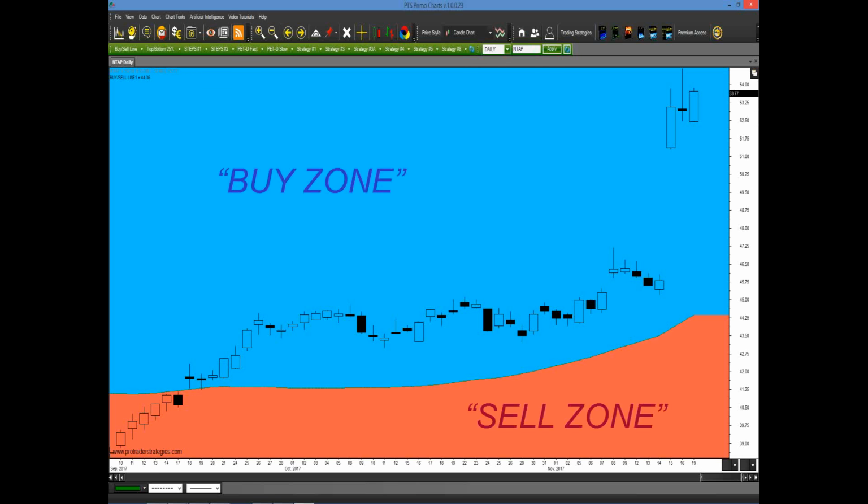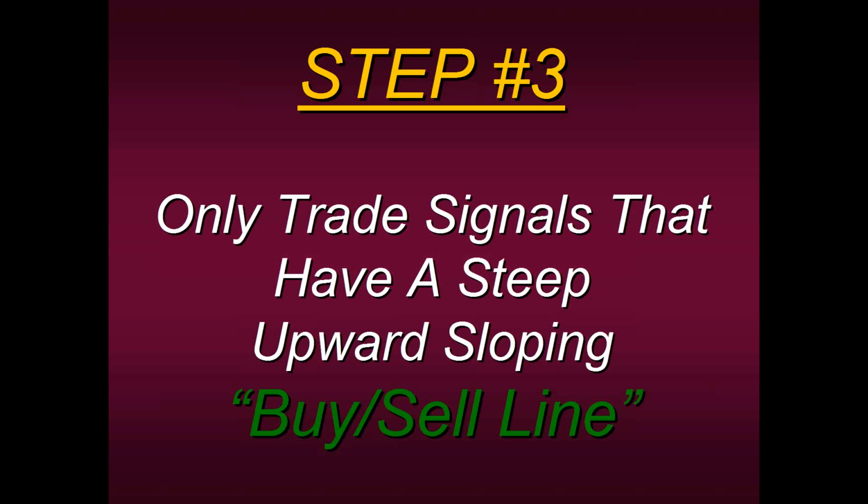All right, so that was our next step, step number 3. Now we're only going to trade signals that have a steep upward sloping buy-sell line, because it's not just enough to know what side to be on. We want some momentum behind us. Remember I said that one of the highlights of this strategy is that it's designed to capture quick momentum. So we need some movement behind us.